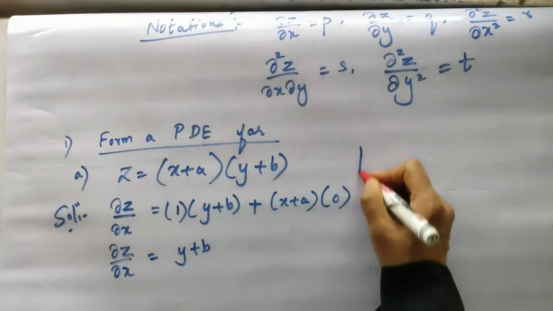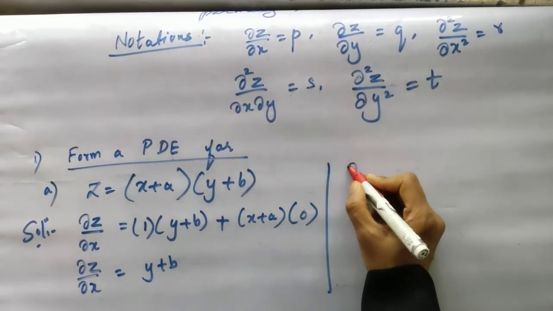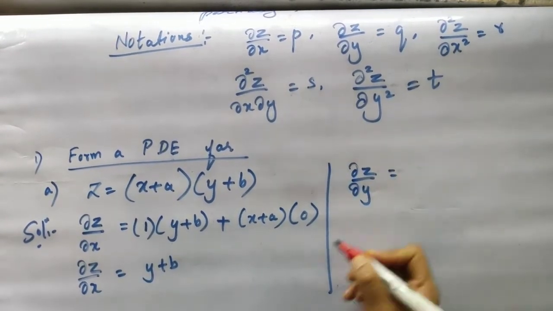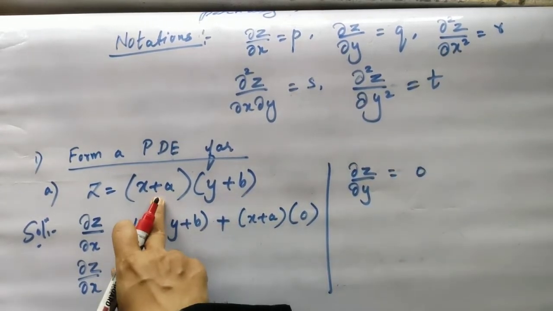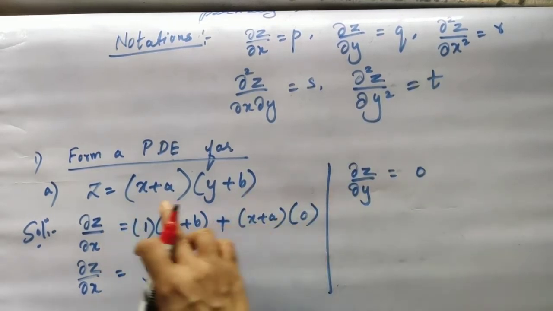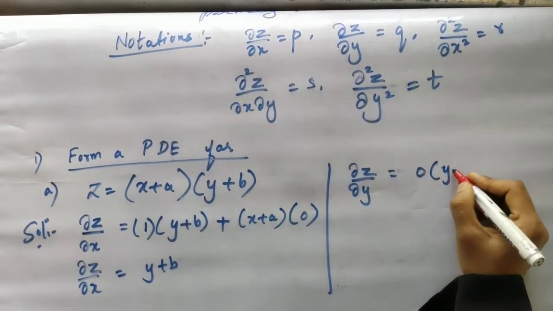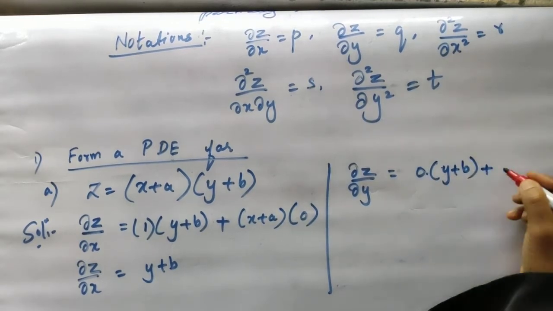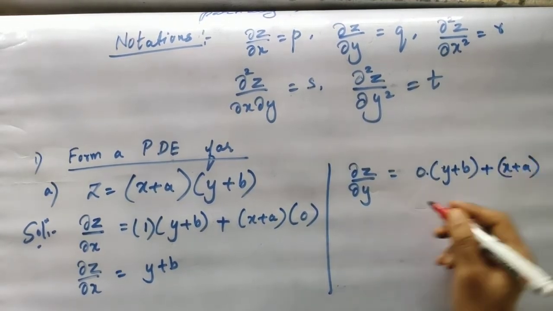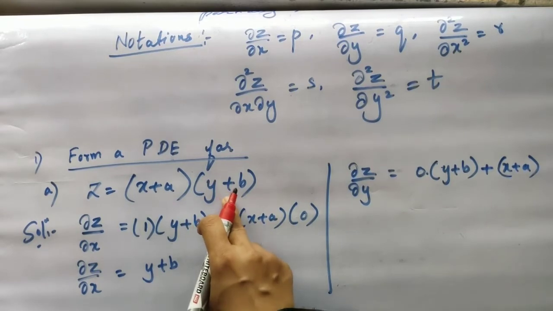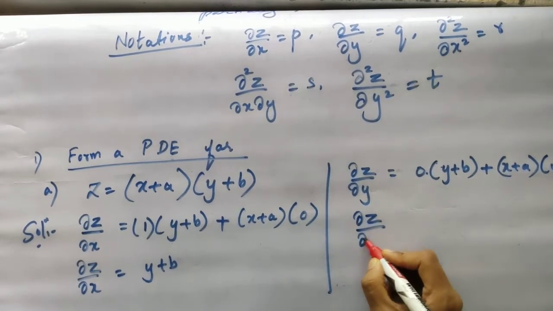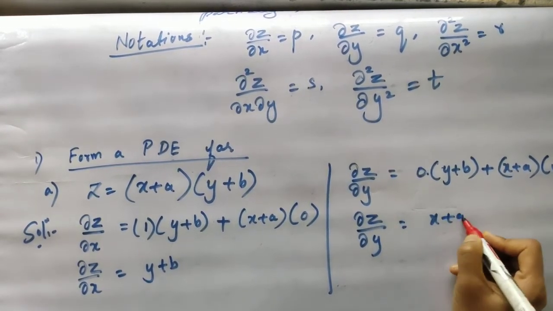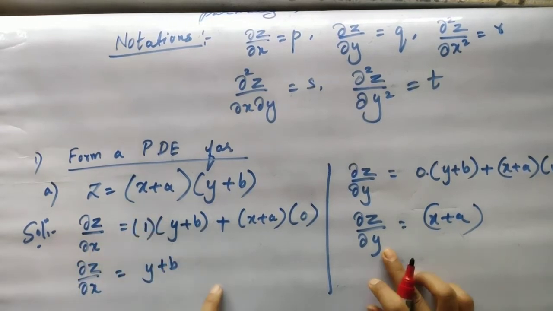Similarly, we'll consider dou z by dou y. Use the u into v rule once again. First, the derivative of the first bracket with respect to y: because x is constant, it will be 0. Then y plus b as it is, plus the first bracket as it is into the derivative of the second bracket with respect to y, which will be 1. So you are getting dou z by dou y is equal to x plus a. So the first bracket you are getting as dou z by dou y, and the second bracket you are getting as dou z by dou x.